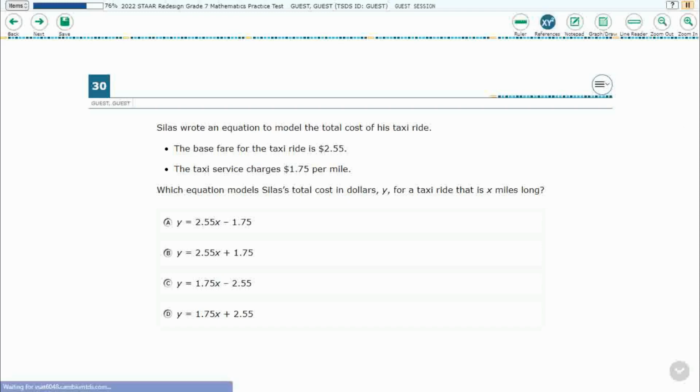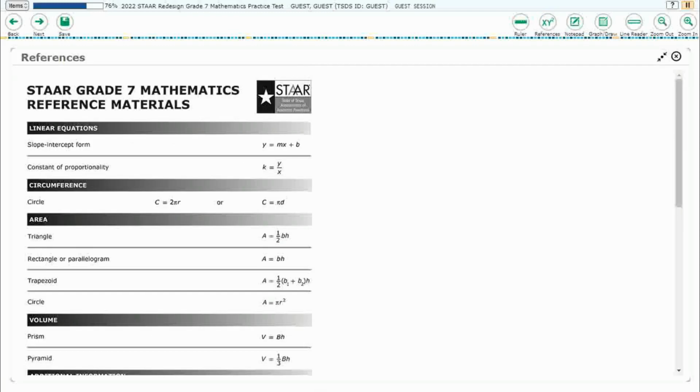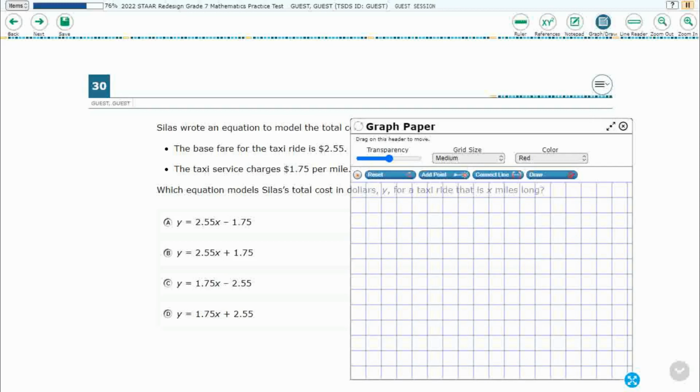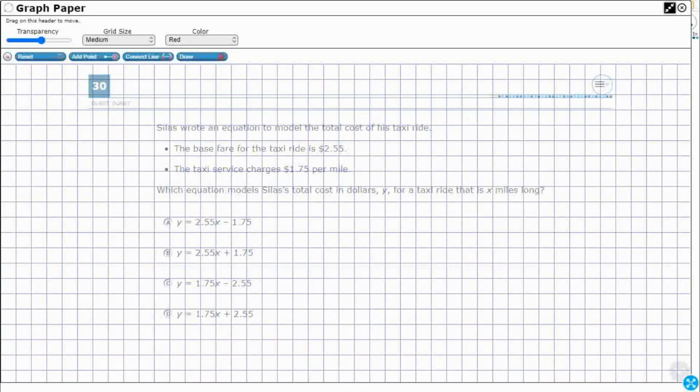So let me open up our reference chart here and just show us, see that very top line, linear equations. It says slope-intercept form. That is an equation that we are going to learn for the first time in 7th grade and then continue to use the rest of our mathematics career. Y equals mx plus b. So let's open up the graph draw feature and see exactly what we're talking about here.